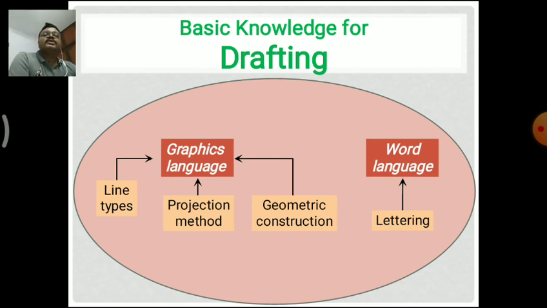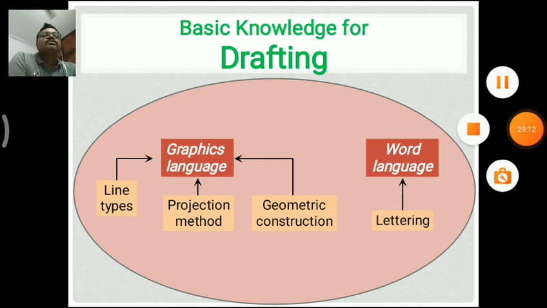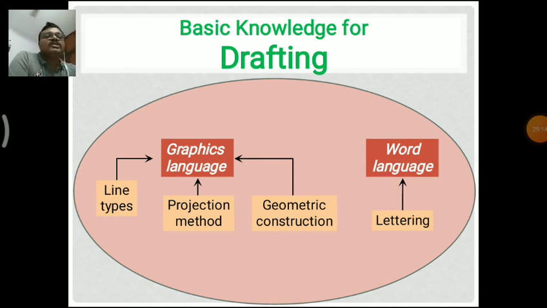What is the type of line we are going to draw? What are the projection methods we are going to use? What is the basic construction? What are the steps involved in the geometric construction of the specified method? These are all included in the graphics language only. But in the word language, only lettering is done. This is the basic difference between these two types. That is the basic knowledge for drafting.